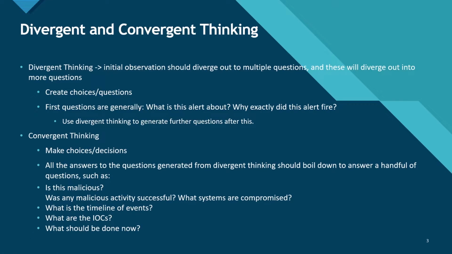So there's also divergent and convergent thinking. The divergent thinking is that the initial observation should diverge out into multiple questions. So we're creating more choices, more questions, and then using those to create more questions. And then eventually those are going to converge to making decisions based on what we've observed and what we've answered.